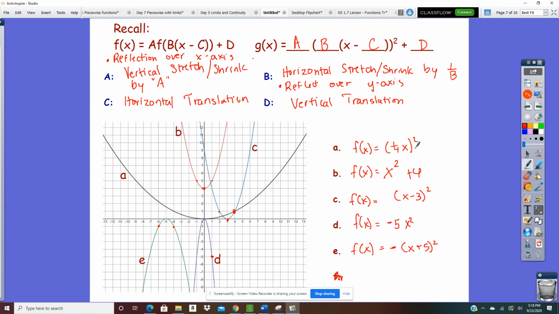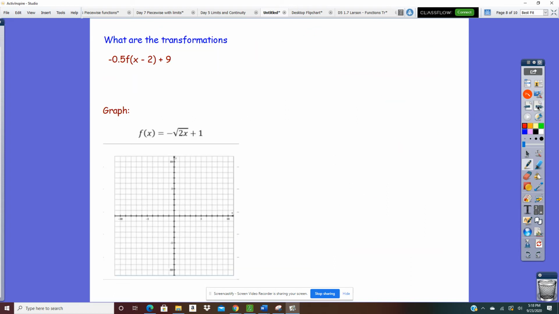Okay. All right. So now we have some general function questions. So what do all these things mean? So you should be able to get the negative in the front, the 0.5 in the front, the -2 inside the parentheses, and the +9 outside the parentheses. Okay, you can go ahead and answer the question about that.